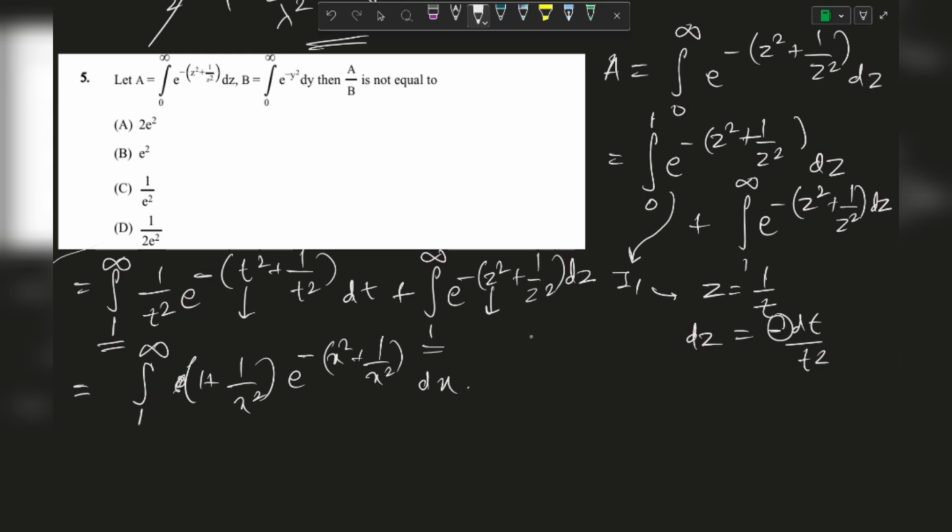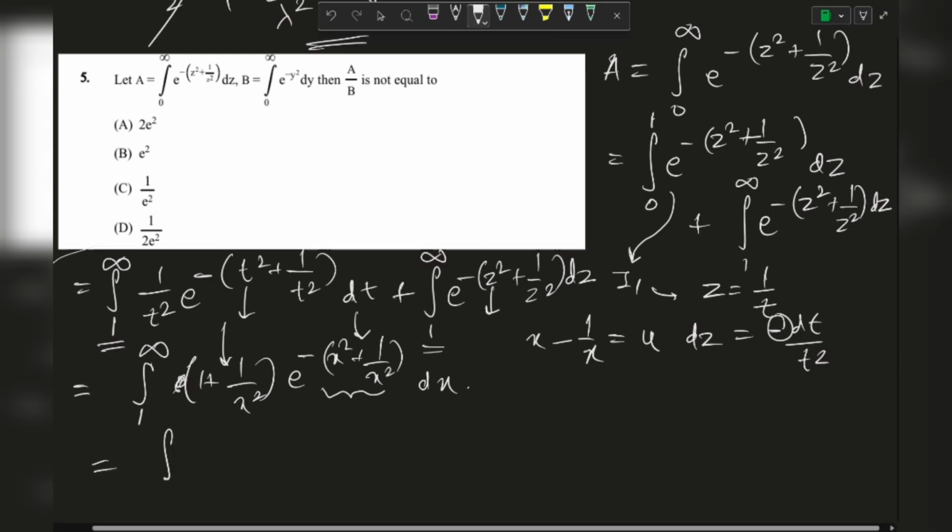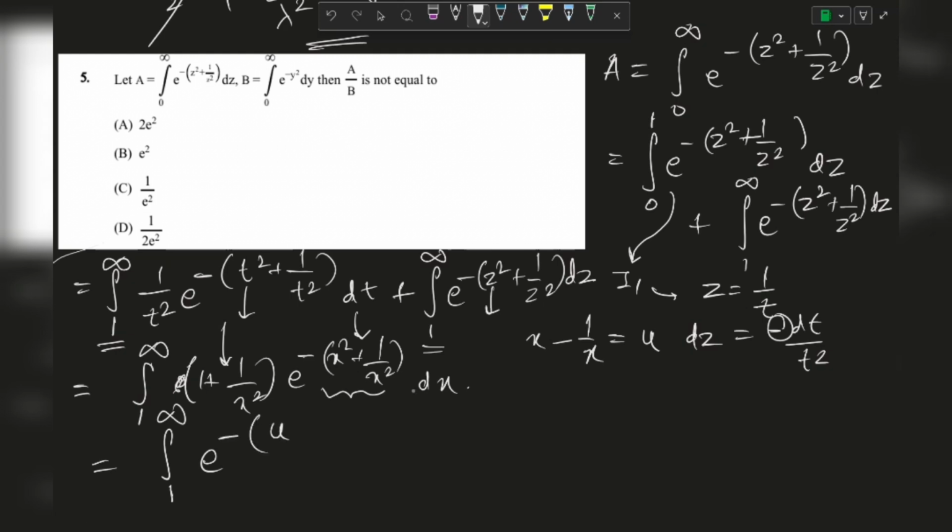We have to just make a small substitution, as is pretty obvious. You can see x squared plus 1 by x squared here and 1 plus 1 by x squared here. So we substitute x minus 1 by x as some u, so that when we differentiate this, it comes as 1 plus 1 by x squared, and we can write this as (x minus 1 by x) whole squared plus 2. So this becomes 1 to infinity e power minus (u squared plus 2), as I said before, du. So we had to bring this in terms of b.